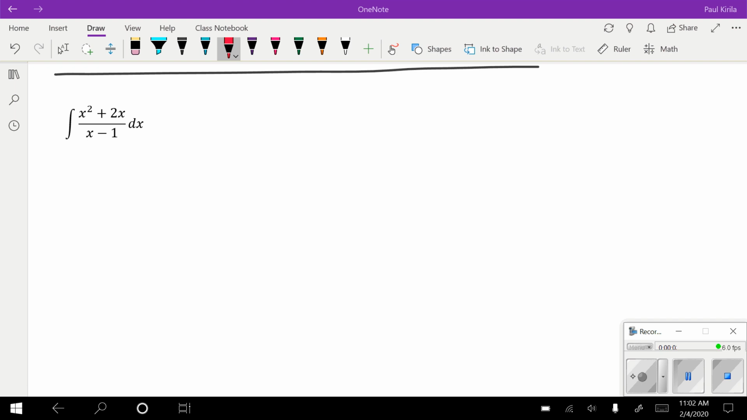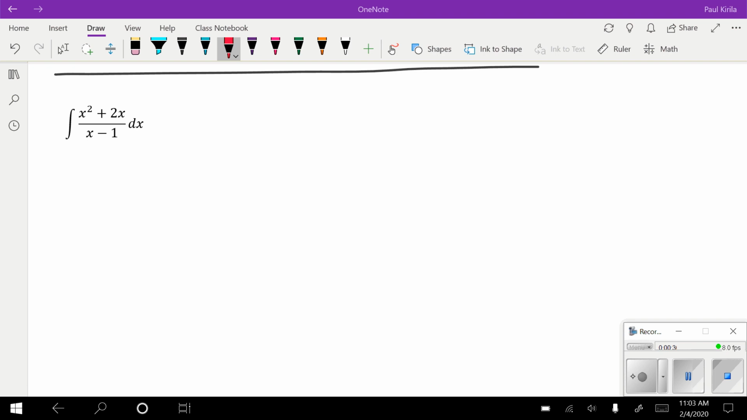The second special case involving u substitution is luckily not typically involving inverse trig like the first special case does. This is specifically for when we're working with fractions, where I have something like the integral of x squared plus 2x all over x minus 1 with respect to x, and I want to find that antiderivative.